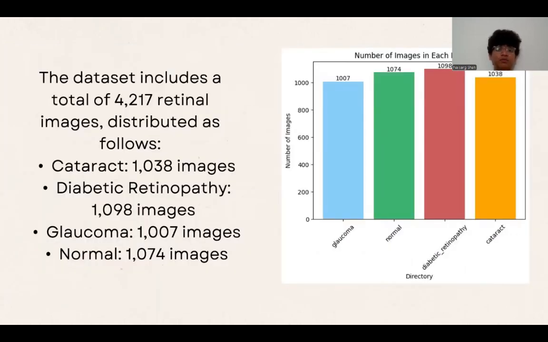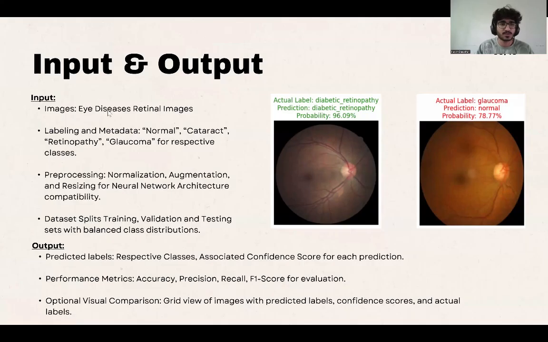Now we'll look at how we prepared and structured the data, starting with the input and output formats, moving into pre-processing techniques. For the input and output, retinal images are the input. Each of these images has a label from one of these four classes, that is normal, cataract, retinopathy, or glaucoma. These are the pre-processing techniques that were used by us: normalization, data augmentation, and the images were resized for neural network architecture compatibility.